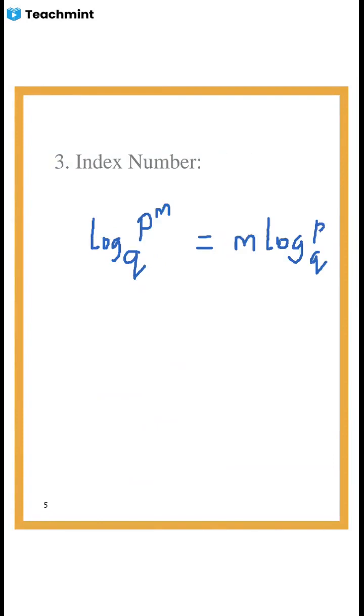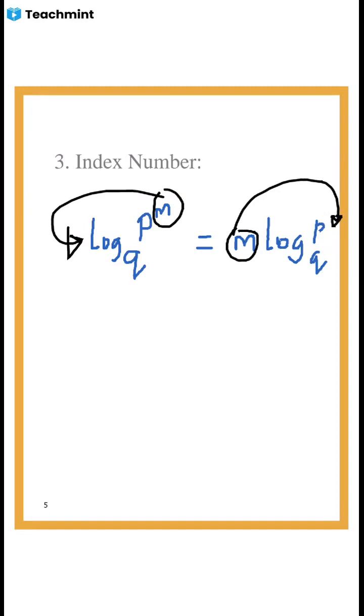We now have another law, the index number law. If we are trying to find the logarithm of an index number, look at it. This is a number in exponent form, something raised to power something. The law says that we can take the power to the front of the logarithm. So we can now have m log p to base q. And also, if we have this here, we can also bring it to the top of whatever we have here.